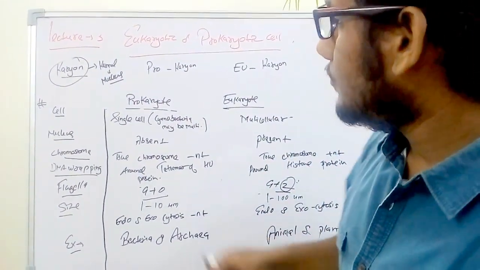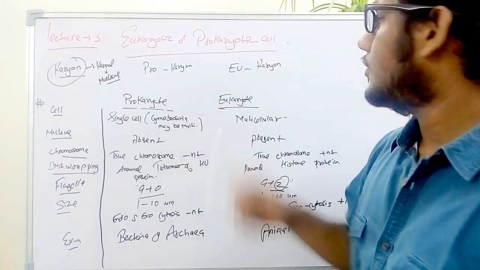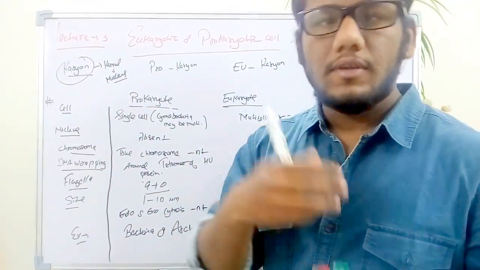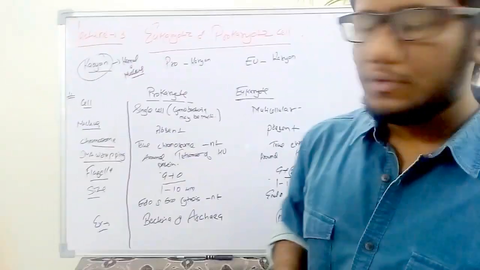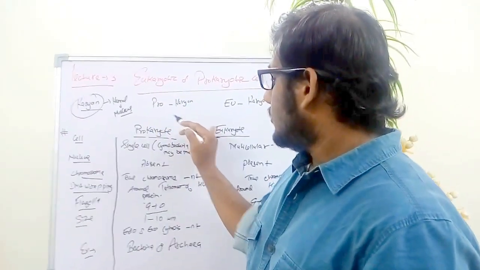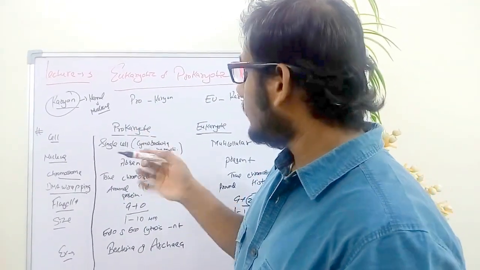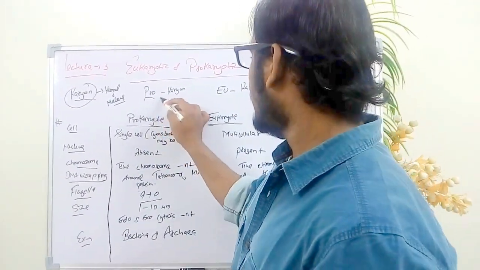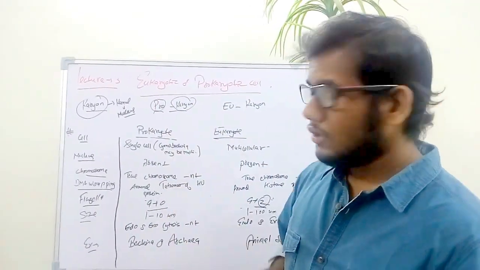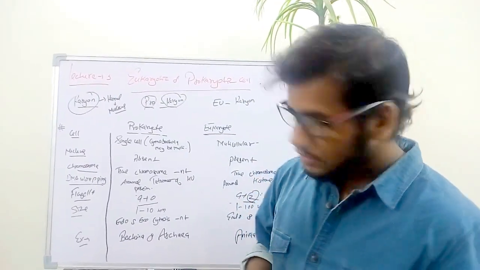I am Anshu in front of you with my new video on eukaryotic and prokaryotic cells. In this video we are going to talk about the differences and similarities between eukaryotic and prokaryotic cells. The word prokaryotic comprises two parts, pro and karyon. Pro means primitive and karyon means nucleus. So in a prokaryotic cell, a primitive type of nucleus is found.